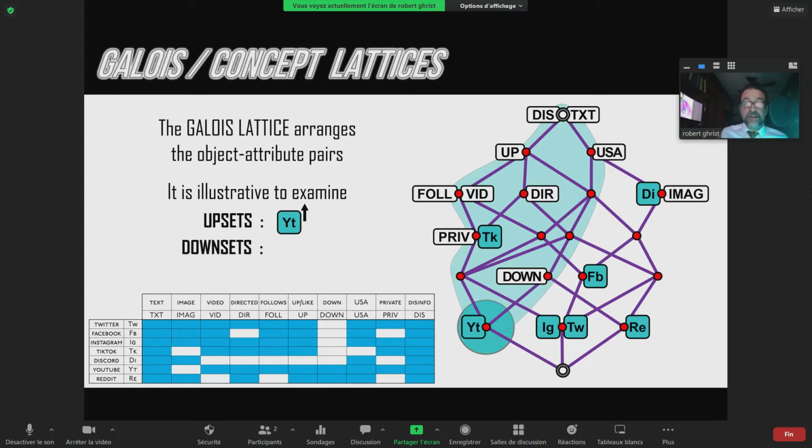You could also look at downsets. I could take all of those social networks that are USA based and look at the downset of that and see that that's really everybody except TikTok on this list. And then intersections of these, really interesting stuff. These are a very cool class of lattices. We're not going to do a whole lot with them this morning, but they're so interesting. I just wanted to get an example out there to raise consciousness, as it were.